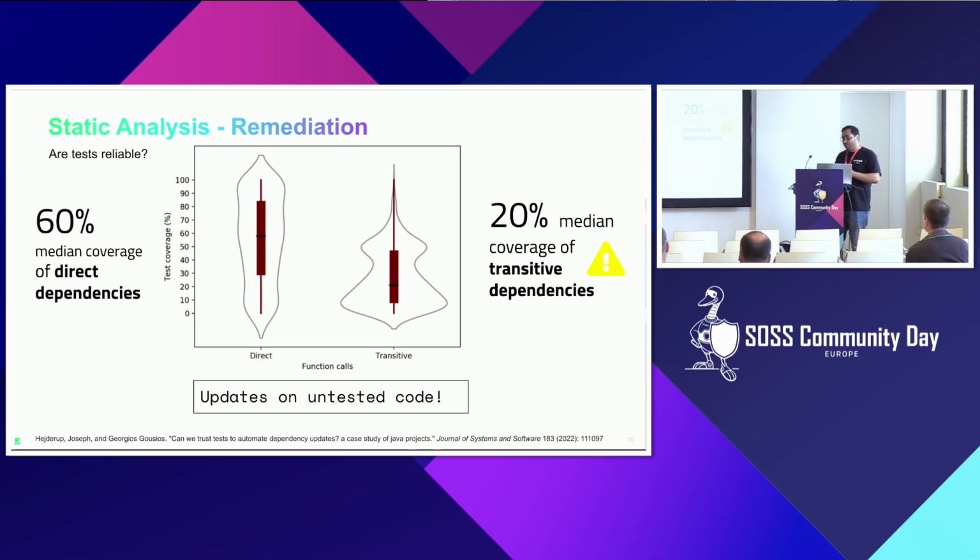I found even lower coverage for transitive dependencies, but I added a triangle there because here we use call graphs, and call graphs involve some over-approximation, which means they report a somewhat lower number. Still, it gives an indication that there isn't much coverage there either.